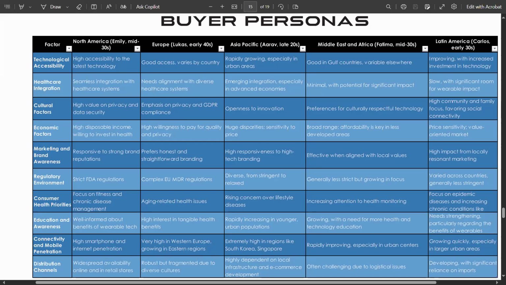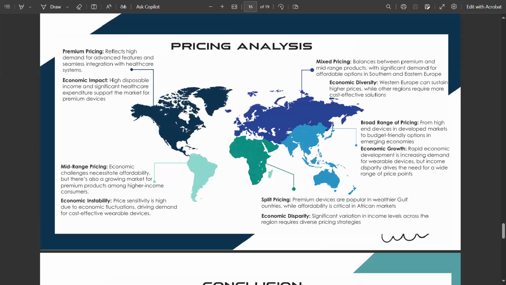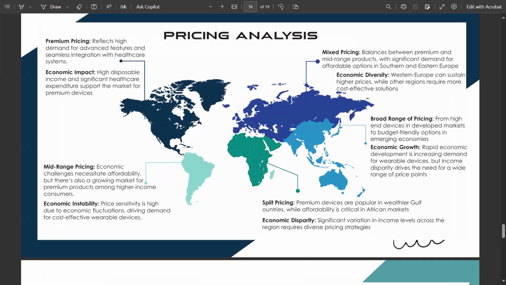In the Middle East, people look for cultural sensitivity for these devices, affordability, and varied economic conditions. In LATAM, there are different opinions in different communities in Latin America. Cost-effective solutions are necessary, and the growing health awareness, of course. So our report does contain a detailed pricing analysis that can be implemented in each region.